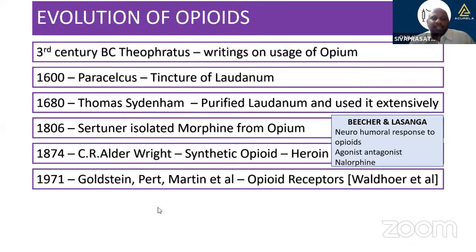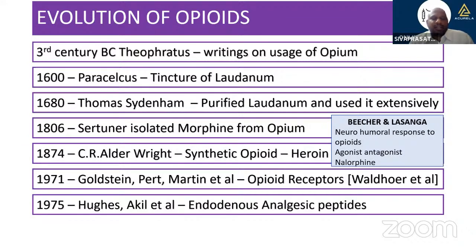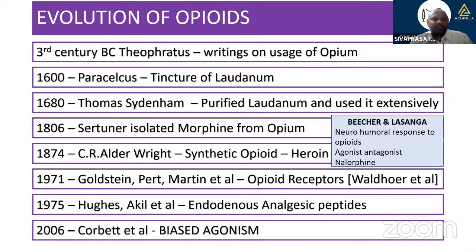Martin et al. described the opioid receptors, the mu, kappa, and delta, and now the IUPAC names are given as MOR, KOR, and DOR. The endogenous analgesic peptides were illustrated in 1975, and the latest is in 2006, biased agonism, and looking for drugs that have a very, very specific effect, that is analgesia without any side effect, is being developed.